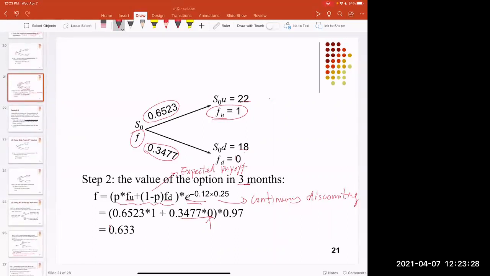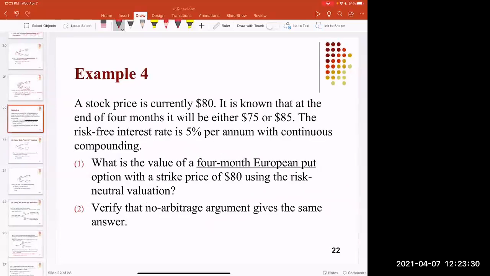Okay, in the next slides, we have one more example, which is about the put. This example is different from the previous example; we do not have a similar example for this. So we're gonna do 1 and 2. Question 1 asks you to use the risk neutral valuation, and question 2 asks you to use no arbitrage argument to see if you can get the same answer. This is about the European put. Okay, so let's do question 1 first.